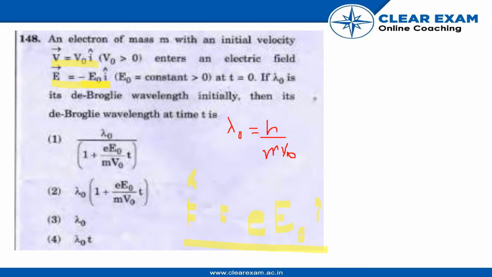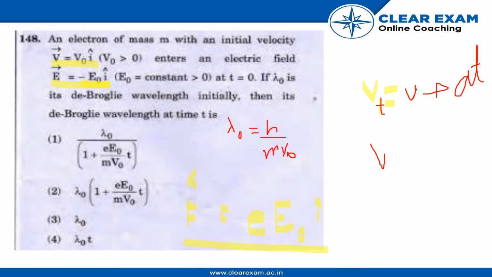Now the velocity of the electron at time t, V t, is equal to v plus a t. Just a second, I will take a pen. Okay, so V t is equal to v plus a t. This is our formula. So from here we will find that v naught plus e E naught t upon m is equal to V t.